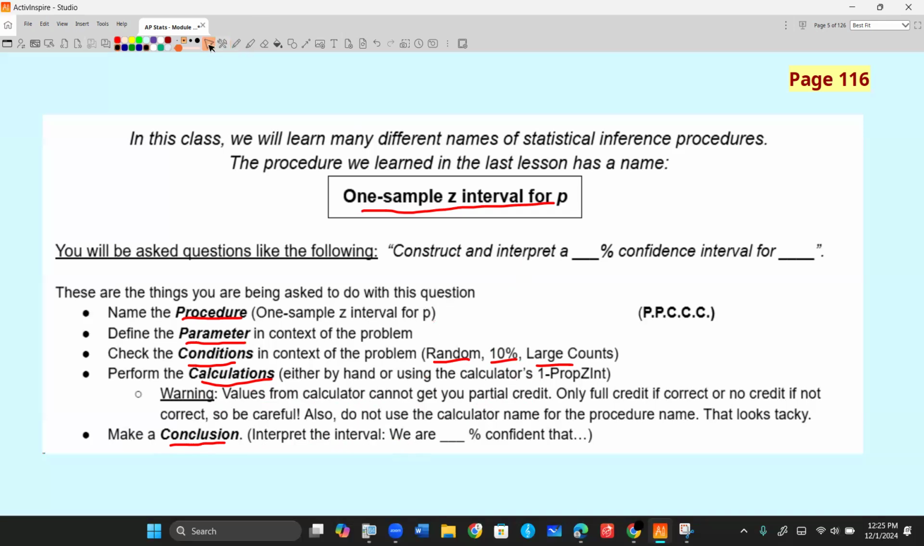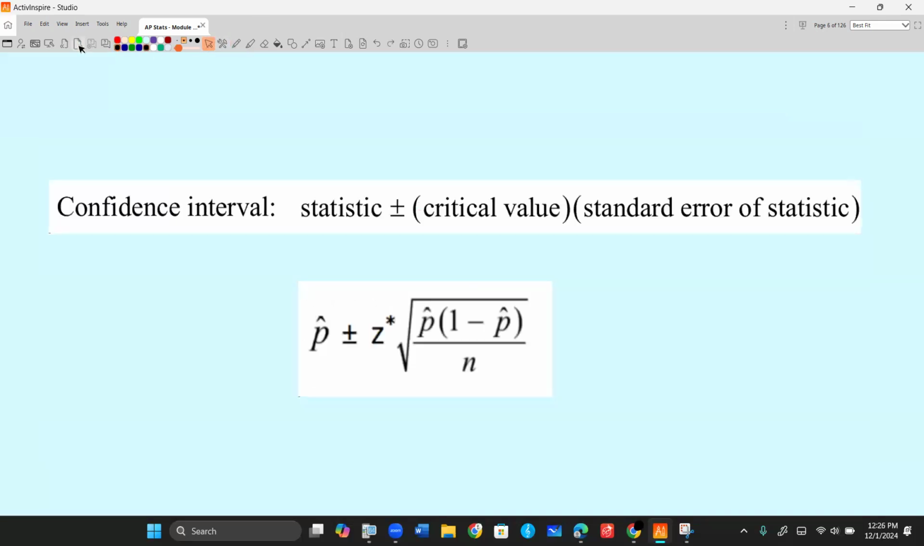So let's look at a problem in practice. Remember, on our formula sheet, you are given this. You are not given this. You are provided the standard error formula, but not the entire interval. So you have to know what we're kind of putting around it when we're doing our calculations.